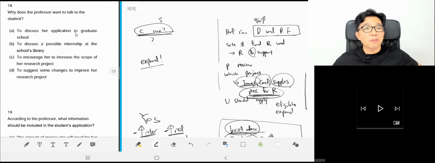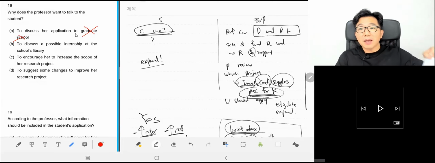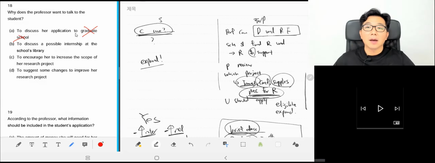So let's look at answer choices. A, to discuss her application to graduate school. Nope, it's nothing to do with graduate school. She wants to go someday, maybe, right? Yeah. B, to discuss a possible internship. It's not an internship. He tries to let her know about the research fund and ask her to apply for it, right?